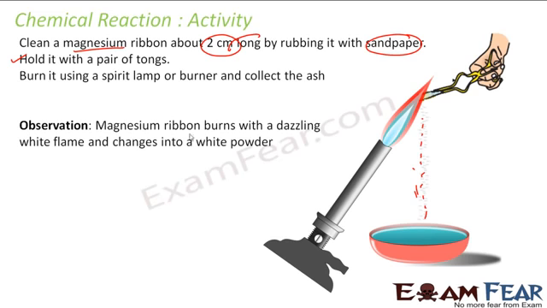So what you see, this magnesium ribbon, burns with a dazzling flame, right? Some flame comes out, a dazzling flame, and this changes into white powder. This powder, if you see, is white in color. This is a white powder which you get here. Correct?